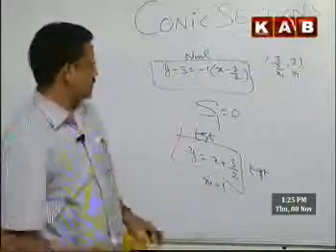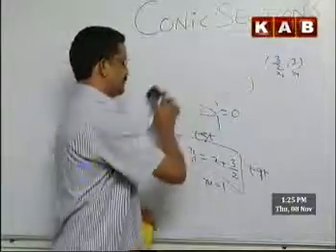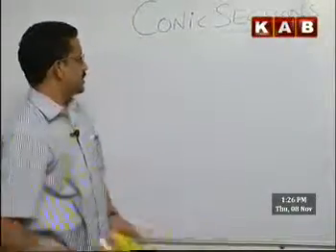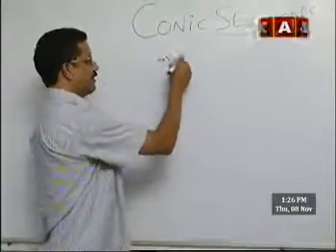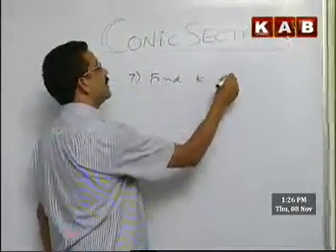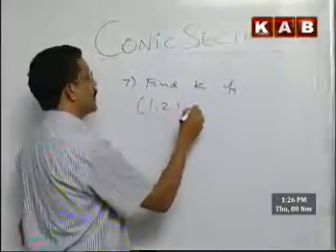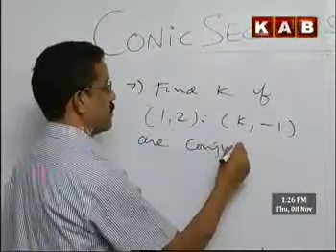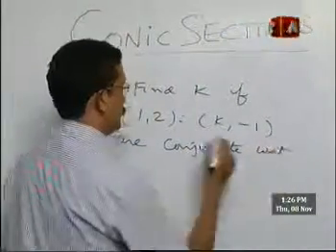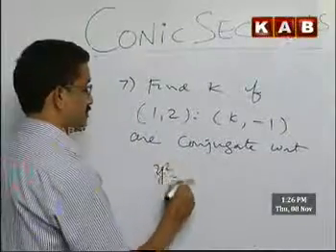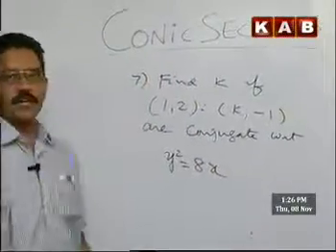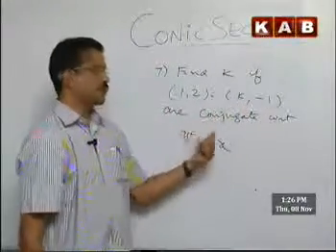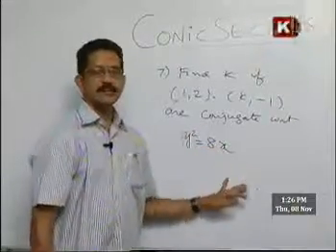next question, that is seventh question. Please look at the seventh question. This is a recent question for you. I am writing it. Find k if 1, 2 and k minus 1 are conjugate with respect to y square is equal to 8x. Look at the question. Find k if 1, 2, k minus 1 are conjugate with respect to the parabola y square is equal to 8x.